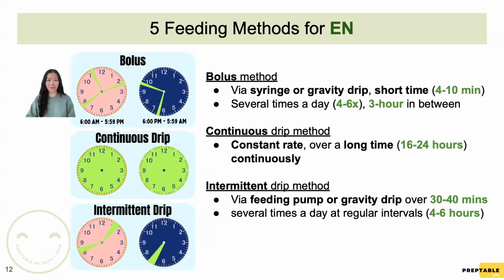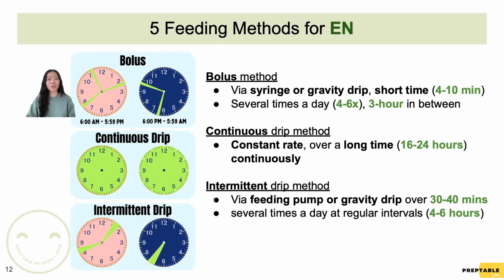First up, bolus feeding. This is when you provide formula via a syringe or gravity drip over a short time, around 4 to 10 minutes. You'll need bolus feeding several times a day with a minimum 3 hours in between. As you can see in our graphic right here, the highlighted neon green portions are the feeding time. They're meant to give you a quick visualization to help you memorize these different feeding methods.